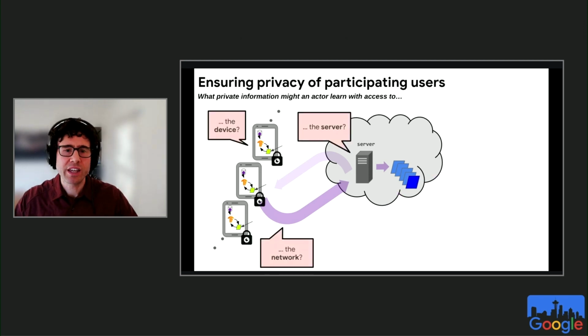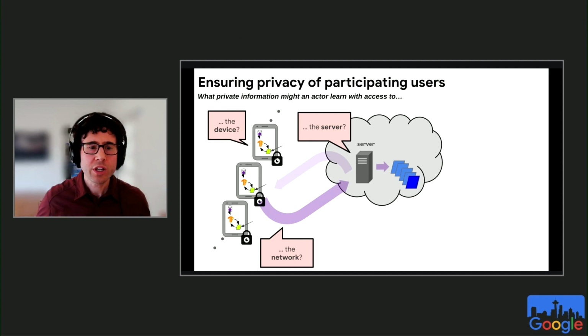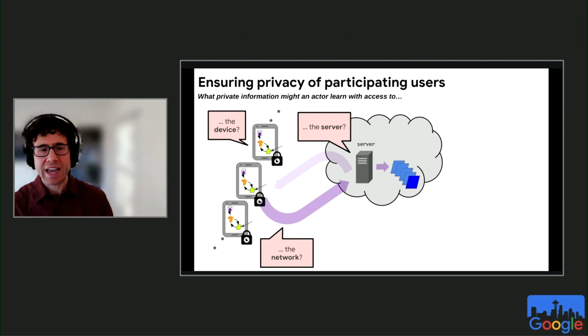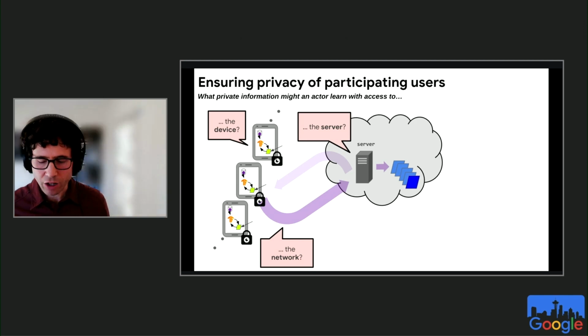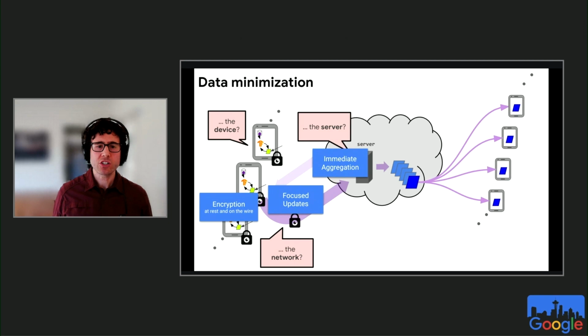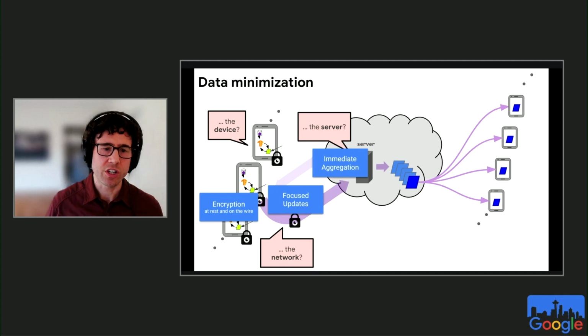And we found a nice lens to think about privacy in this kind of setting is to ask what private information might an actor learn with access to different parts of the system. So what could you potentially learn if you could physically access the device or the network or the server itself? And for these three questions, data minimization approaches are really the crux of resolving those concerns.